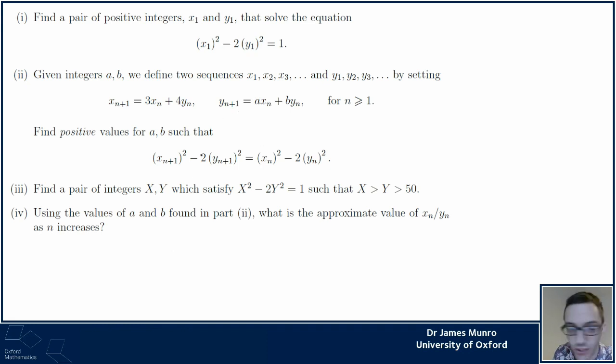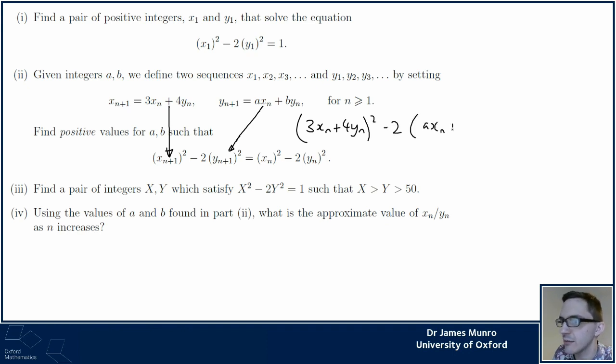When I saw this, I thought, I'm just going to plug it in and see what happens. So I'm going to take xn plus 1, I've got this equation, I'm going to plug this in here. I've got yn plus 1, I'm going to plug this equation in here. And you want this to equal this? Fine, off I go. I can work that out for you. So I can do (3xn plus 4yn) squared minus 2 times (axn plus byn) squared. I'm going to multiply this out and compare coefficients. I want this to be equal to this.